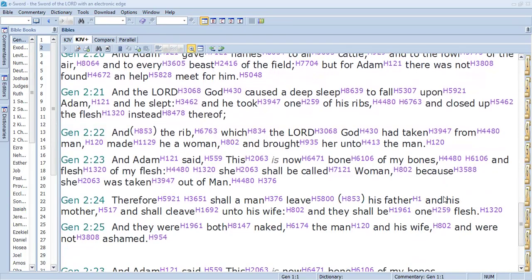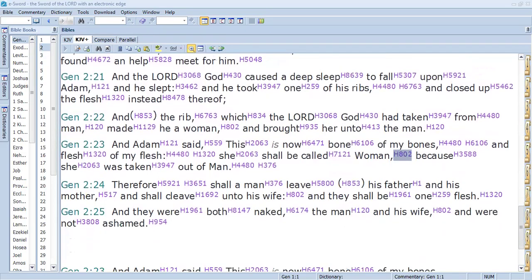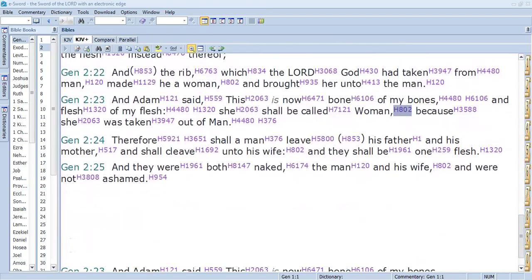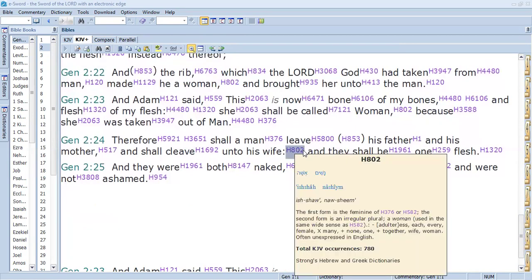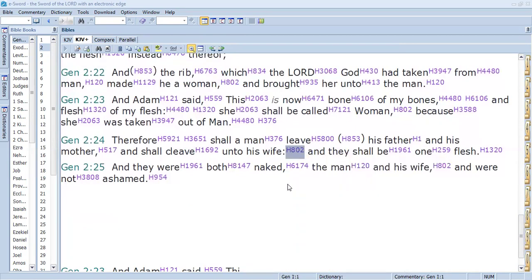All right, verse 23, woman. You see, the word for woman is H802, and in verse 24 we see it again there, woman, H802, and then in 24 we should see the word wife. There's a word wife there, H802, same thing, same person. So it's not a different Hebrew word, it's just a different English word, and that gives you different theology.